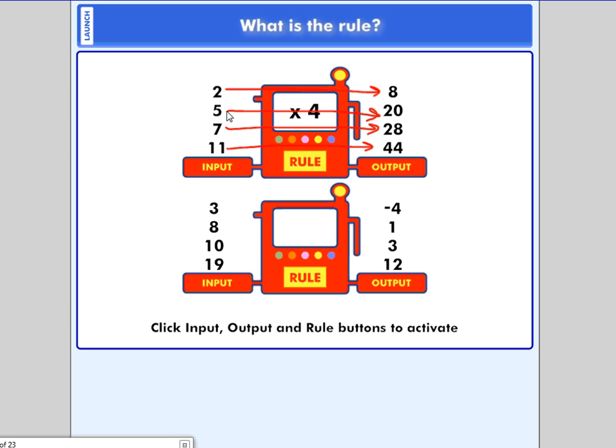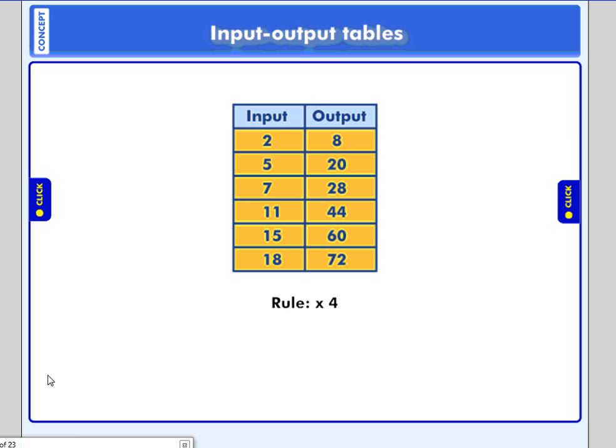When you have your input and your output and you have to figure out the rule, you have to figure out what is the same between each matching input and output. And for this one, we determined that it is adding -7, those types of things. Okay, so here's an example of an input-output table.